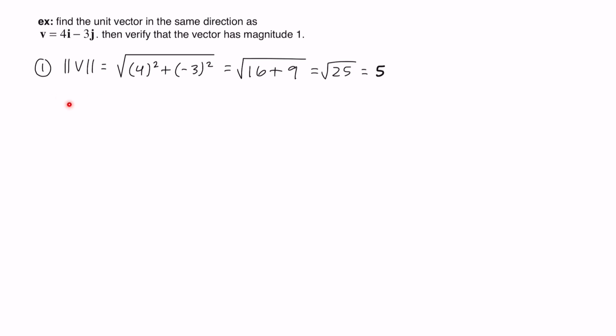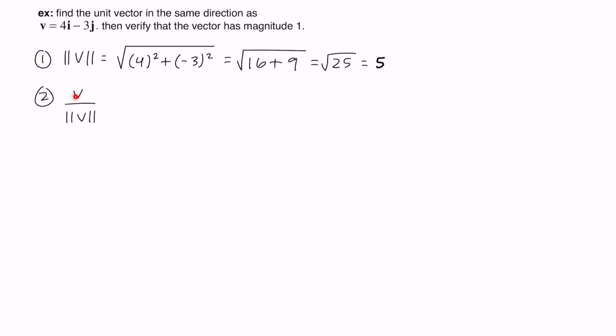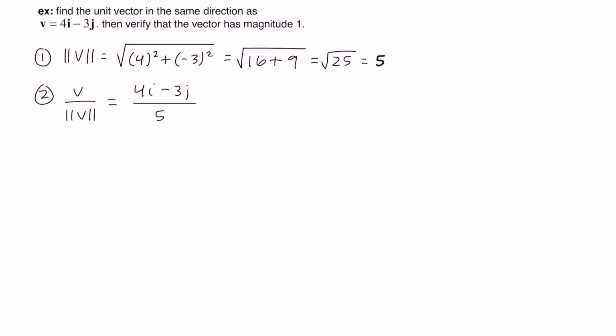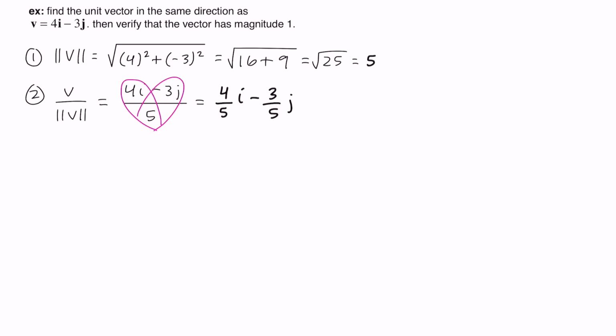Step 2 is going to be set up the unit vector. So we take the original vector v and we divide by the magnitude we just found. So I have it set up. We have vector v divided by the magnitude of 5, and then we're going to rewrite this in component form. So you get 4 over 5i, and then we're going to go negative 3 over 5j, and here's our unit vector, 4/5 i minus 3/5 j.